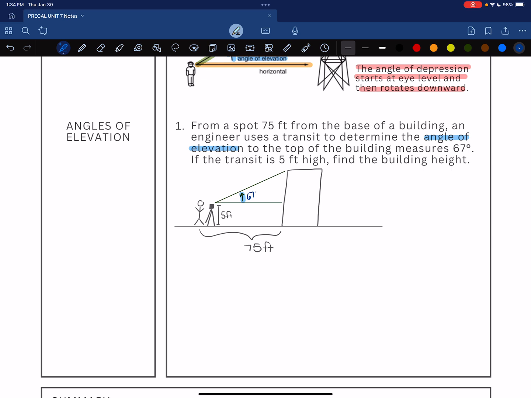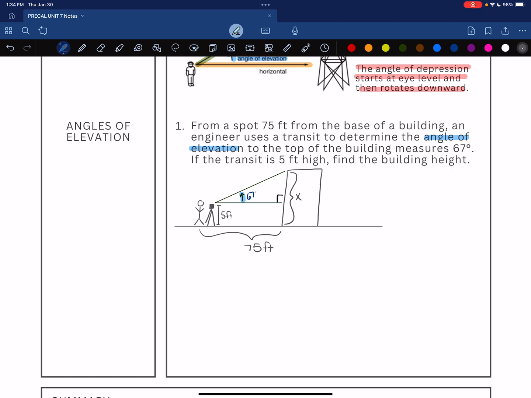And notice what is created with the building. This is a right angle that's been created with our structure. And not only is it a right angle, but then with that line of sight, we create a right angle. And what we're trying to figure out is the height of our building. So we want to know just how tall this whole building is. So how tall is that building?